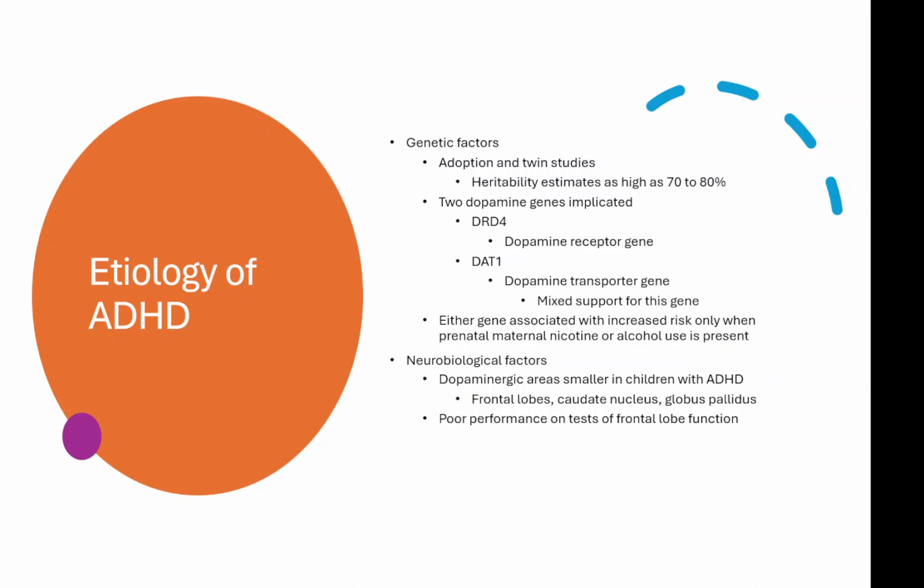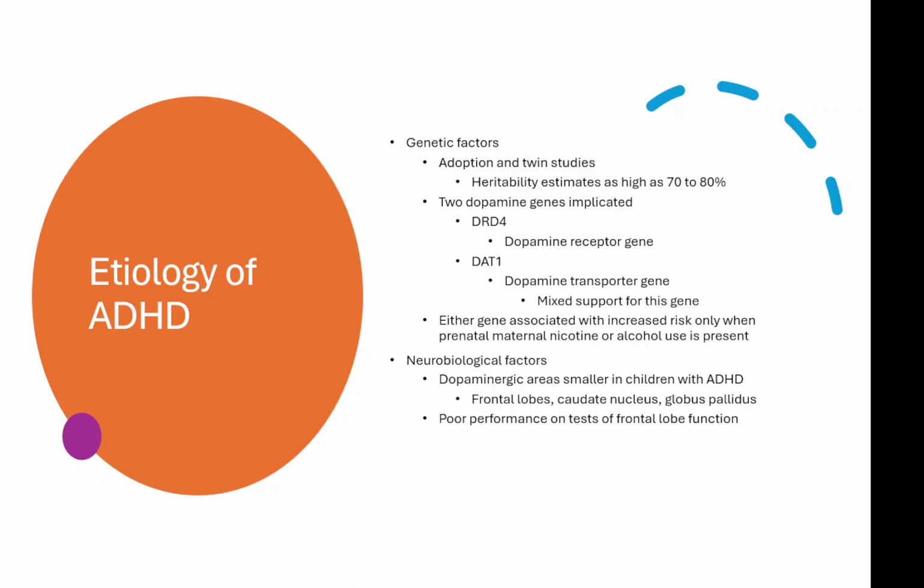With regard to etiology of ADHD, it is largely influenced by genetics. Research, including adoption and twin studies, has shown a strong heritability estimate of between 70 and 80%, meaning that if a parent has ADHD, their child has a 70 to 80% chance of also developing the disorder. Two dopamine-related genes, DRD4 and DAT1, have been identified as significant contributors to ADHD. These genes are associated with dopamine receptor and dopamine transporter functions. While there is support for DAT1, it is mixed. Both genes have been consistently linked to ADHD in numerous studies.